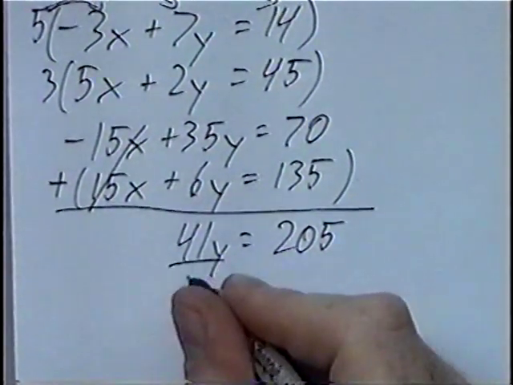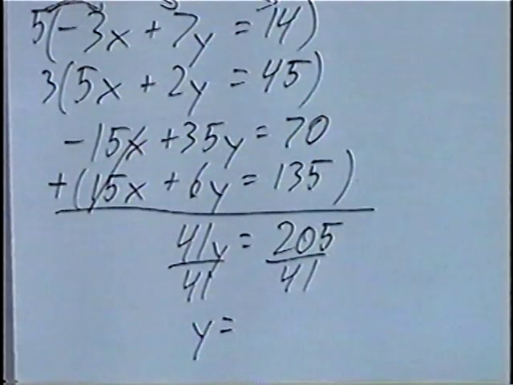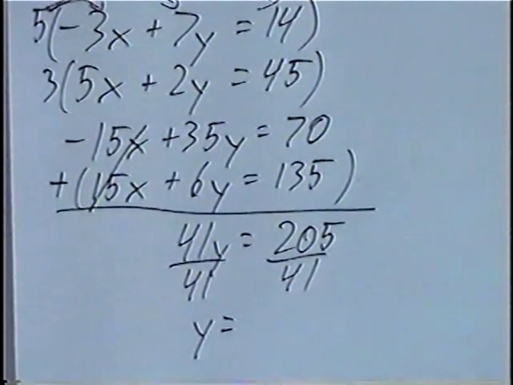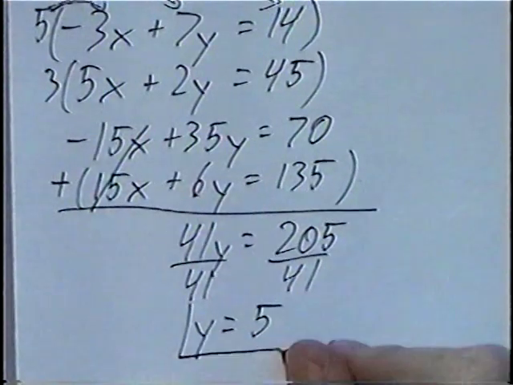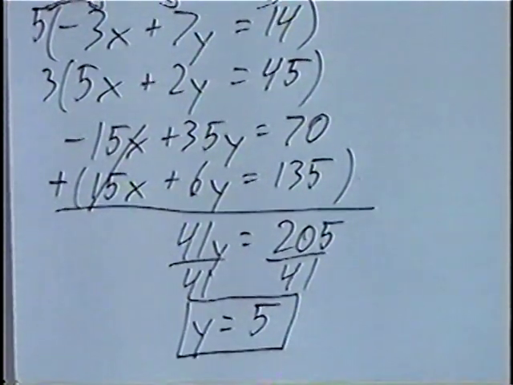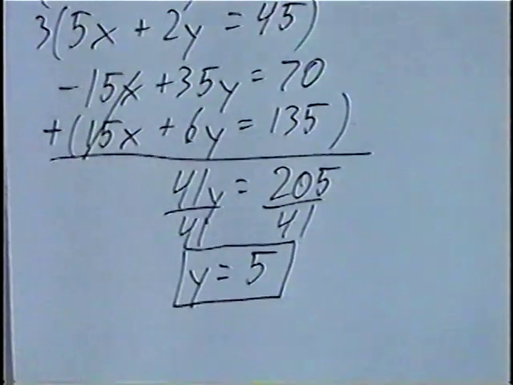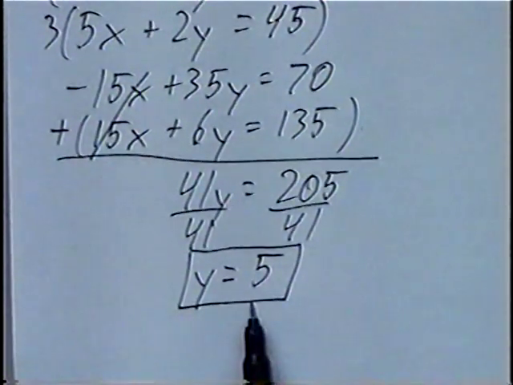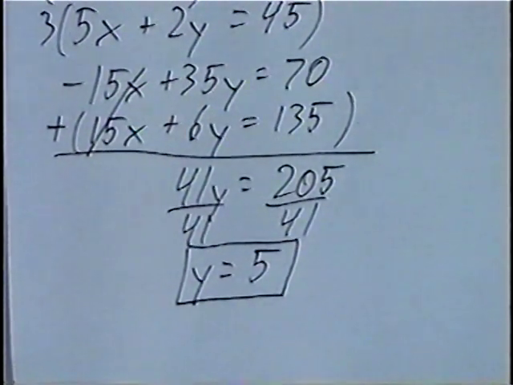Solving from here, we can divide by 41, and y equals, 41 goes in evenly to 205, goes in 5 times. So y equals 5. To get our second variable, again, once we have y equals 5, we can use either equation that we started with and plug in y equals 5.